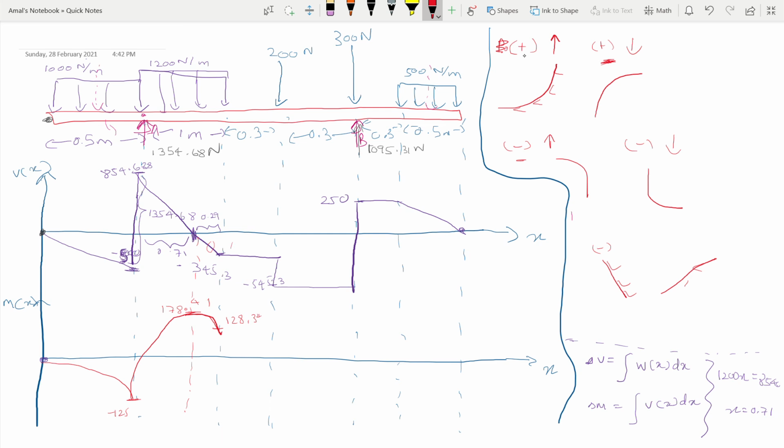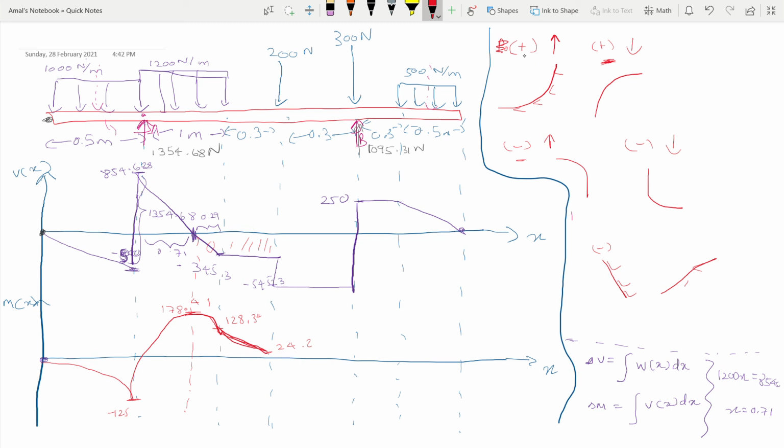So to get that, we need to get the area under this rectangle. Okay, so it's going to be 345.3 times the distance 0.3, 103. So 128 minus 103, so we get 24.8. So it's gonna go down to 24.8. It's no curves, it's just a straight constant slope.